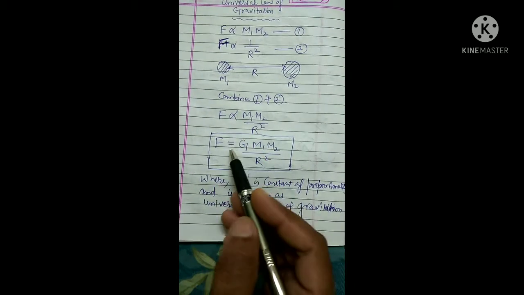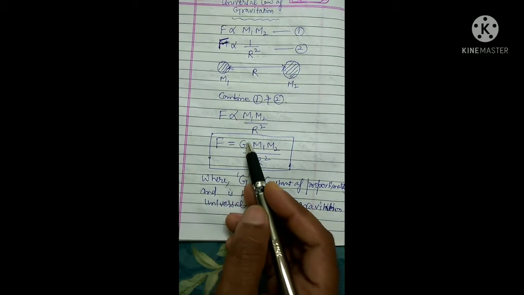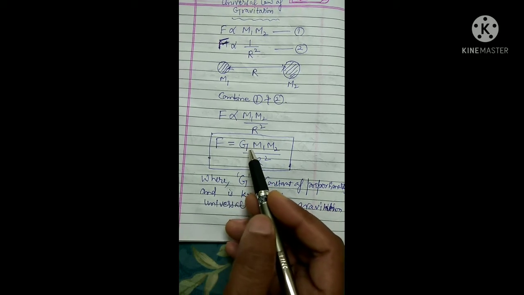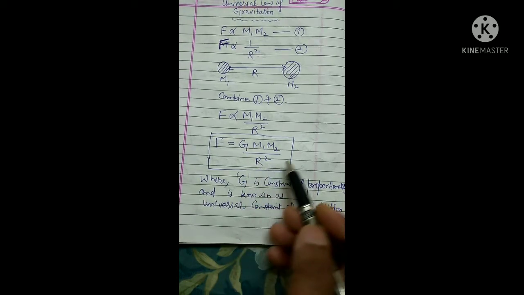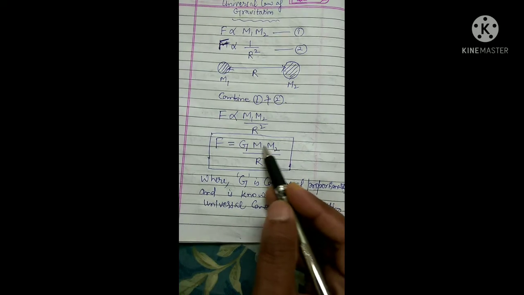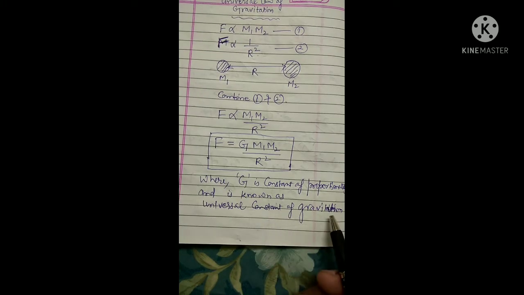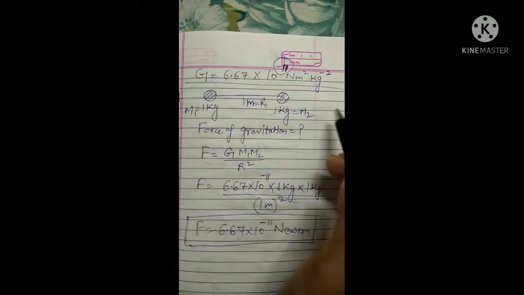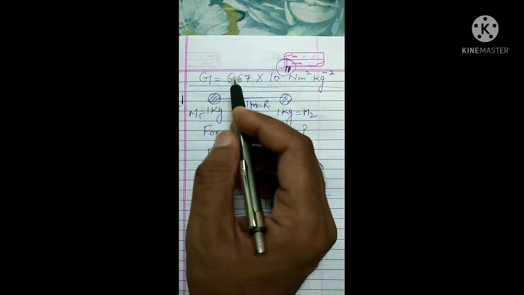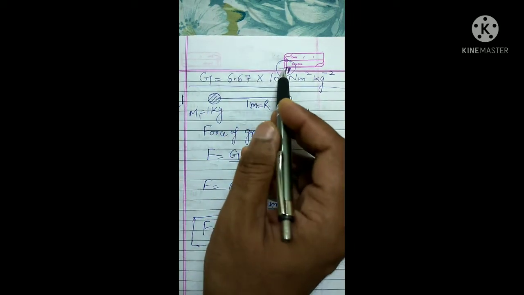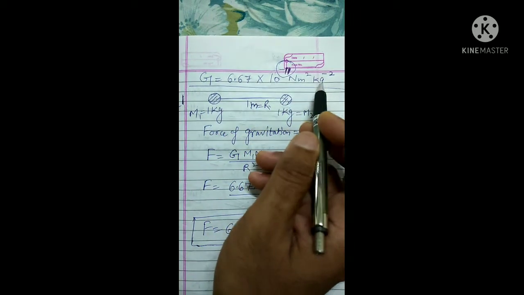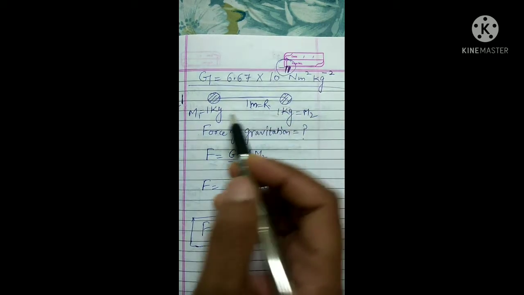If you replace the directly proportional sign with equal to, you have to introduce capital G as a constant of proportionality: F equals G m1 m2 upon r square. Now this G is also known as the universal constant of gravitation. The value of capital G is 6.67 into 10 raised to power minus 11 Newton meter square kilogram inverse square.